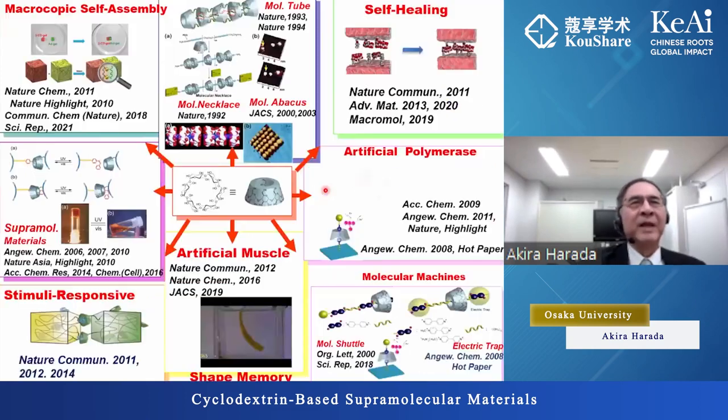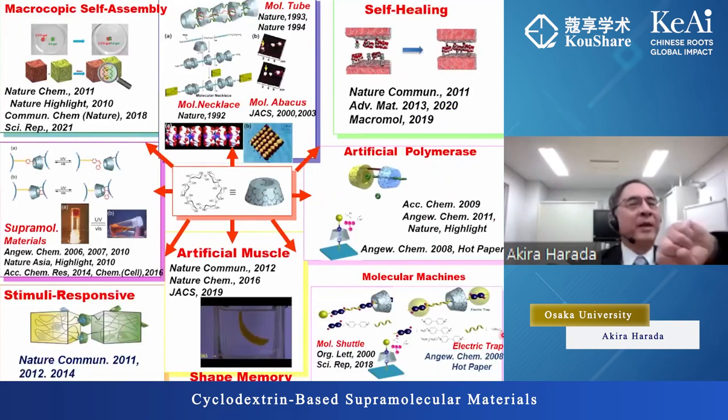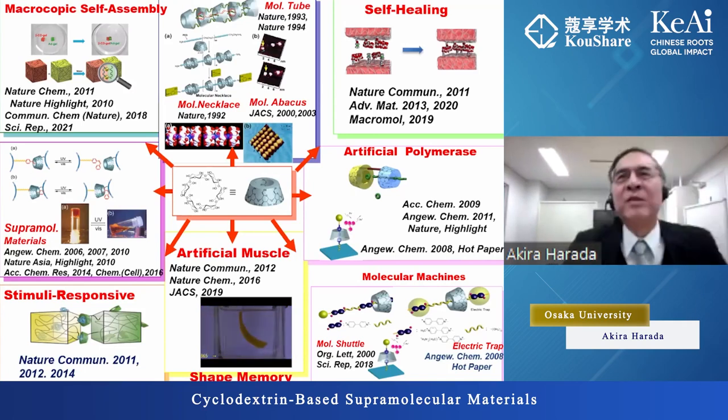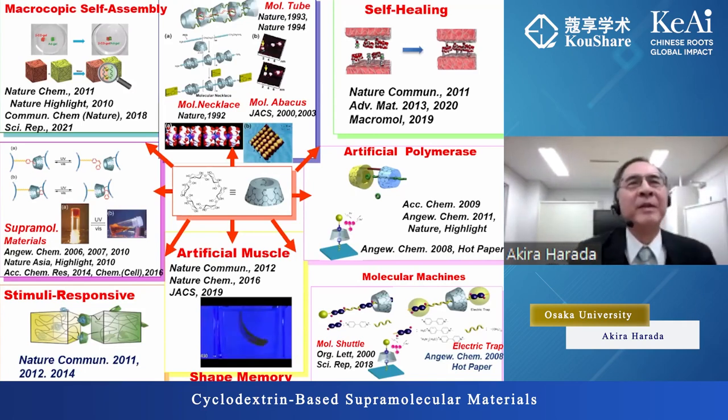Okay, this is a summary of our work from the side chain recognition right here. Sol-gel transition, as shown here, self-healing process, macroscopic self-assembly, and photo-switchable gel assembly. Right now, we are working on the preparation of artificial muscle and shape memory systems.